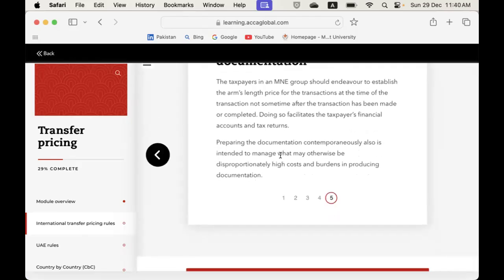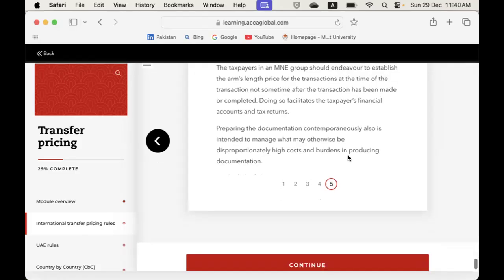Doing so facilitates the taxpayers' financial accounts and tax returns. So you don't wait until the end of the year, otherwise you may be in trouble because there will be a limitation on scope. You will not be able to find comparable data at the year end. As soon as transactions happen, you should become aware that we have to ensure that we obtain evidence of comparability analysis immediately.